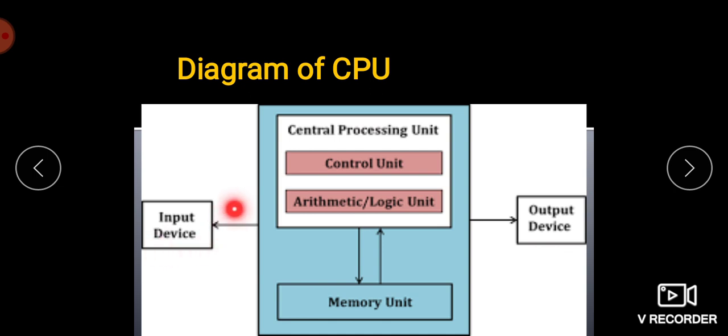With the help of input device, the data goes to the memory unit, and control unit tells the arithmetic and logical unit to do the arithmetic or logical calculations on that data. Then this arithmetic and logical unit returns that data to the memory unit, and then memory unit sends the data to the output device on the orders of the control unit. So all the instructions are controlled by the control unit.